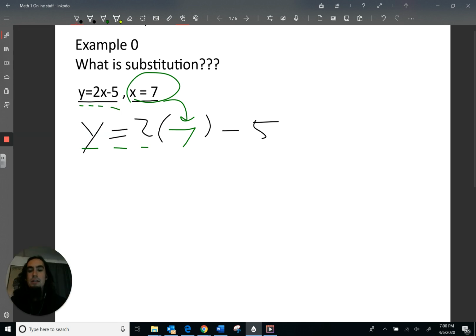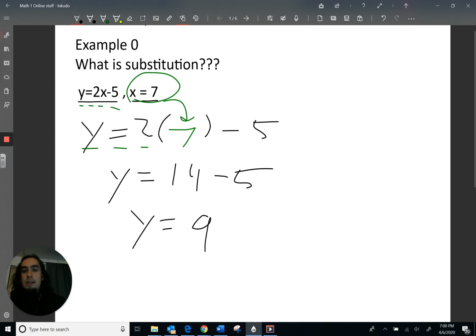And now that we've got the substitution done, we can go ahead and boil down this algebra. I'm looking at 2 times 7. 2 times 7 is 14. And then minus 5. Okay, we're looking good so far. So what's 14 minus 5? Well, 14 minus 5 is 9. So now we know that y is 9. Okay, so far so good. Are we done? No, not quite.